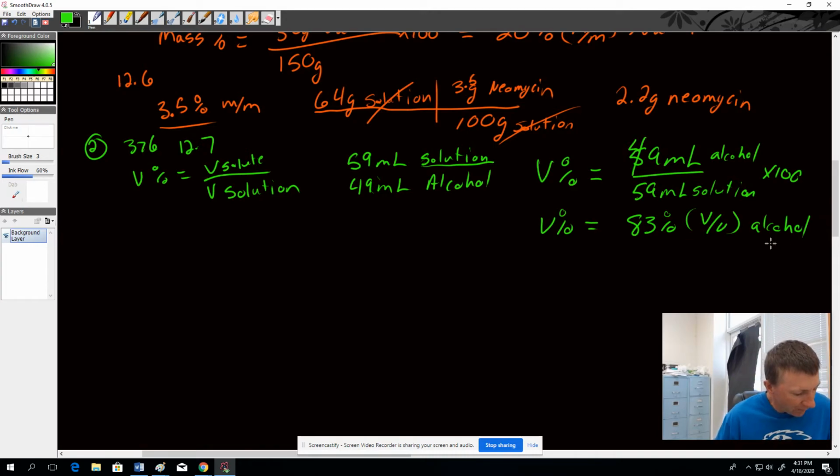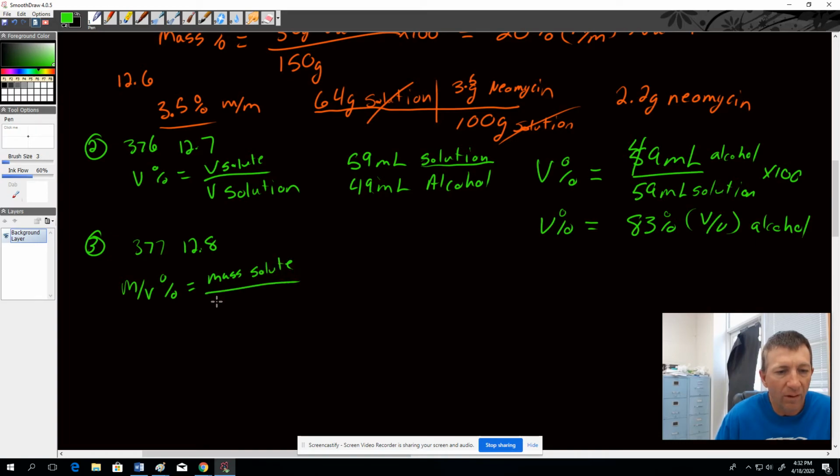The next thing, number 3, is calculating mass by volume percent. This is on page 377, example 12.8, mass volume percent. We take the mass of the solute divided by the volume of the whole solution, and then times it, of course, by 100%.